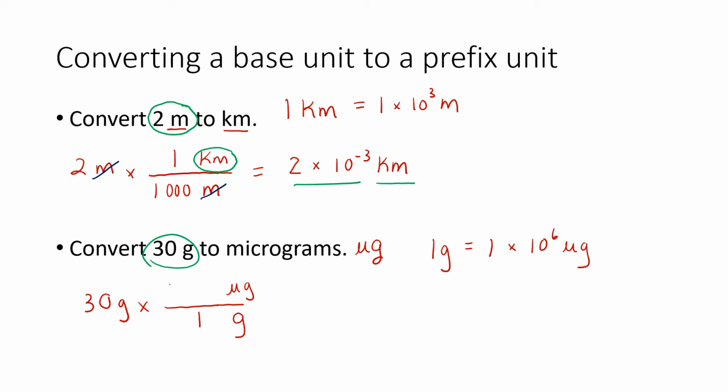1 gram is 1 times 10 to the positive 6th micrograms. We want to check. Our grams are in the denominator and they're in the numerator, so they cancel there. And the units that we're going to be left with are what's in the upper right corner, which is micrograms. That's good, that's what we're after. So when we multiply 30 times 1 times 10 to the 6th, we'll end up with 3 times 10 to the positive 7th micrograms. Once again, we're including the number and we're including the unit in our final answer.